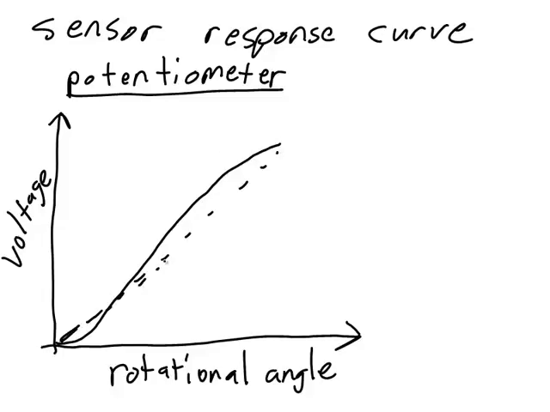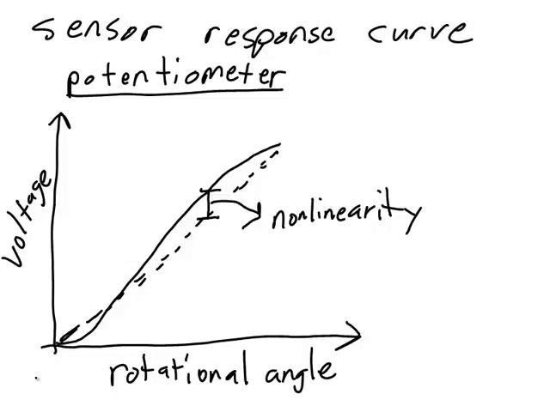This dashed line shows the ideal straight line that connects the minimum rotational angle to the maximum rotational angle. The distance that the sensor output varies from the ideal is called nonlinearity. So this sensor curve shows that this sensor has some nonlinearity error. But it also shows that this sensor is an analog sensor because the response curve is nice and smooth.